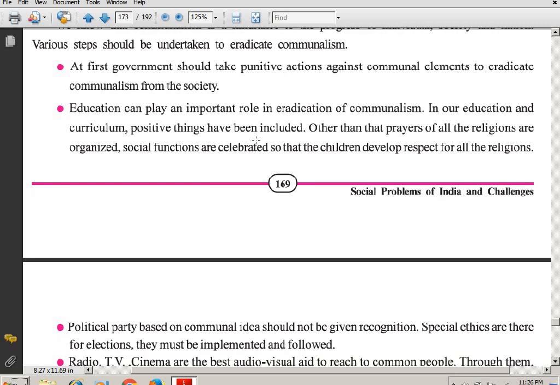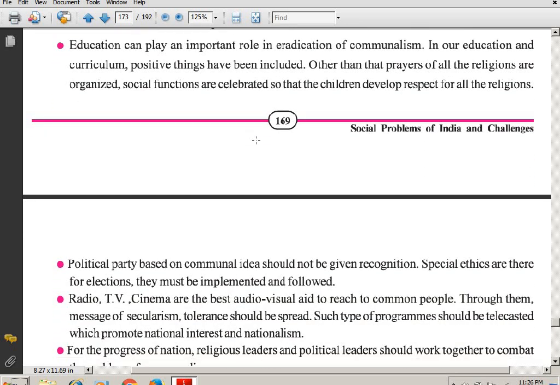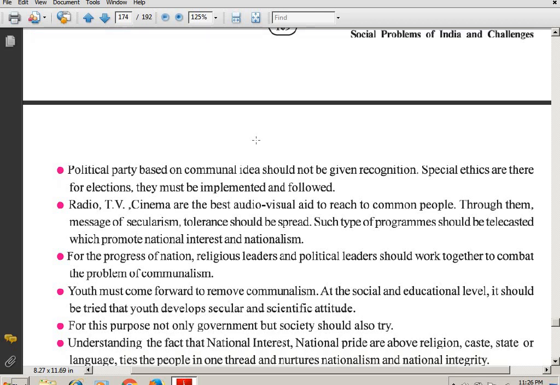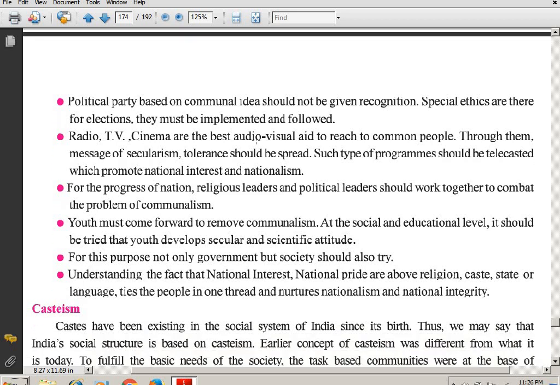Then see the next step. Political party based on communal idea should not be given recognition. Special ethics are there for elections. They must be implemented and followed. So students, political party based on communal idea should not be allowed, should not be given recognition, should not be entertained. They shouldn't be given much importance.